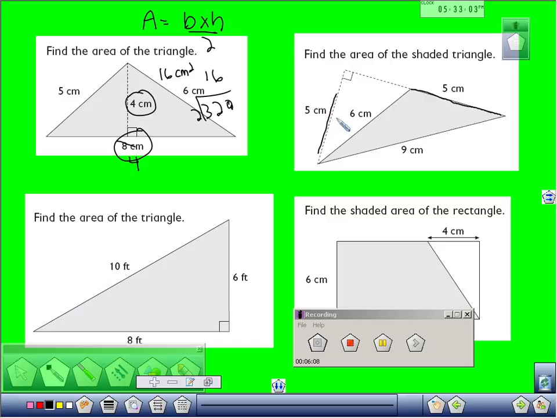This 5 is the height. So, you know, the base is 5, the height is 5. 5 times 5 is 25. You divide 25 by 2.